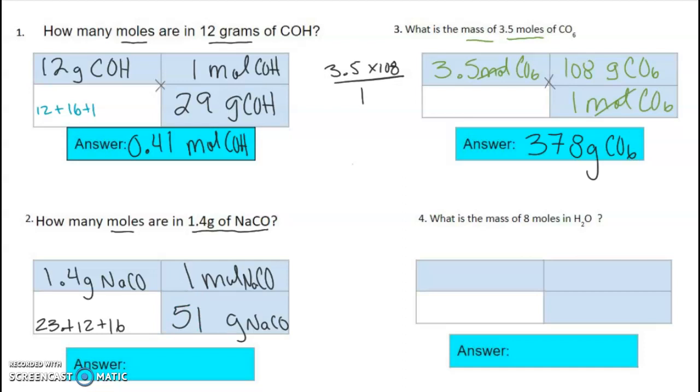So we need to again multiply the top and divide by the bottom. Grams will cancel. So we'll do 1.4 times 1 divided by 51. We're going to come out to 0.027. If we were to round to the nearest 2 decimal places, this 7 is going to make us round up on the 2. So our final answer would be 0.03 moles of NaCO.